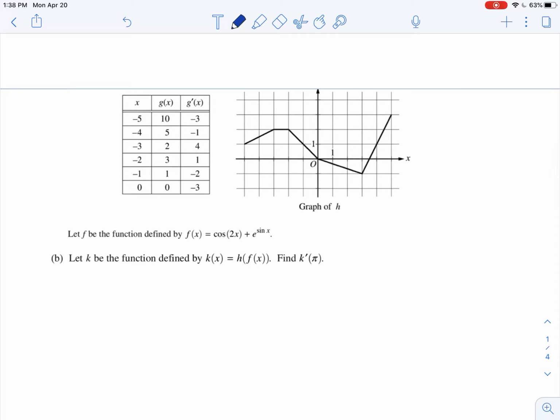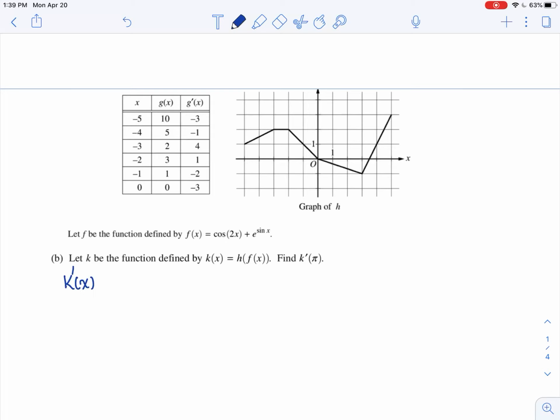So let's get into some more derivative rule type stuff. If you take a look at part B, it says let k be the function defined by k of x equals h of f of x. So a composition of functions, which once again means you're going to have to use the chain rule. It's asking us to find the value of k prime of pi.